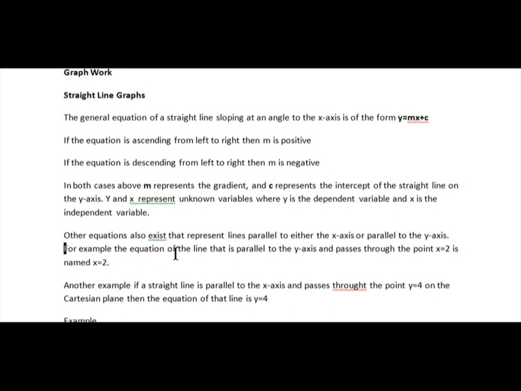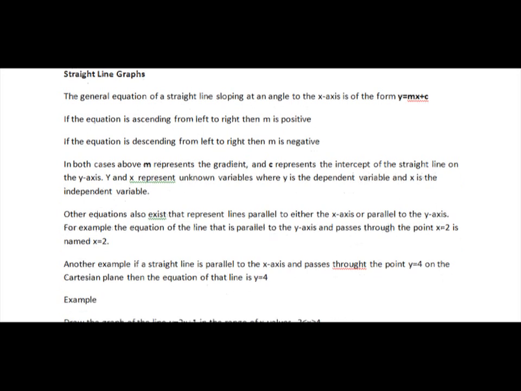For example, the equation of the line that is parallel to the y-axis and passes through the line x is equal to 2 is named x is equal to 2. Another example is a straight line parallel to the x-axis and passes through the point y is equal to 4 on the Cartesian plane. Then the equation of that line is simply y is equal to 4.